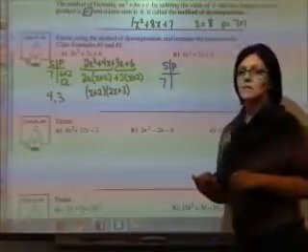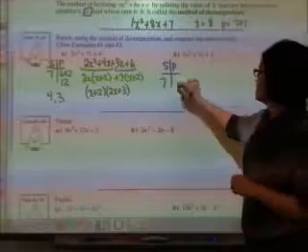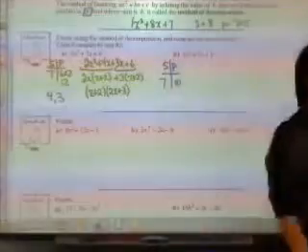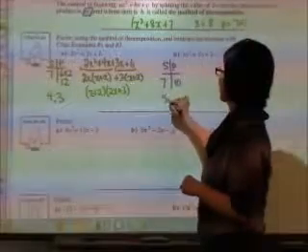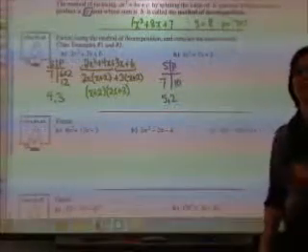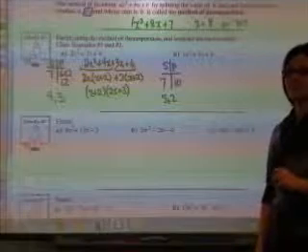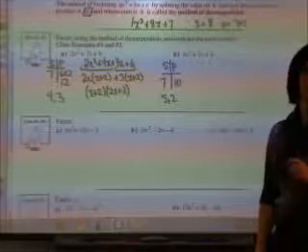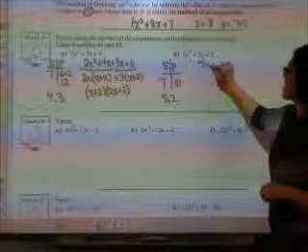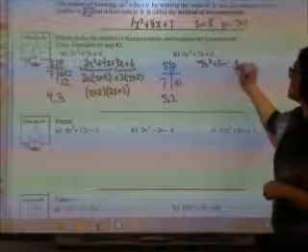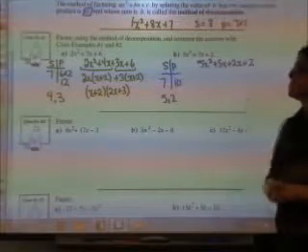Again, we do sum and product. What is my sum? 7. What's my product? 10. So two numbers that multiply to 10 and add to 7: 5 and 2. So when I go to write this out, where do I want to put the 5x? First. So 5x squared plus 5x plus 2x plus 2.